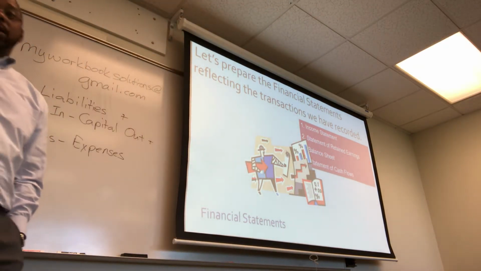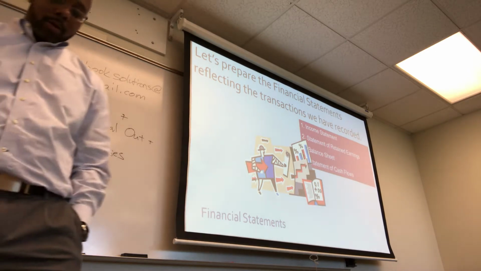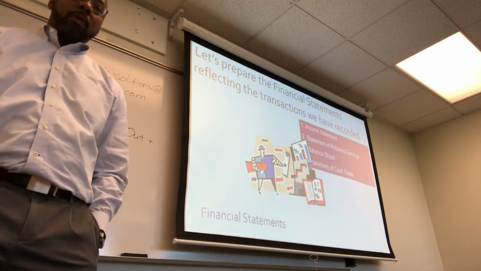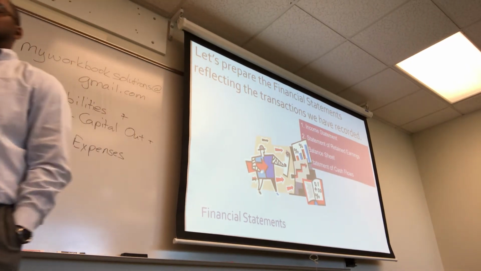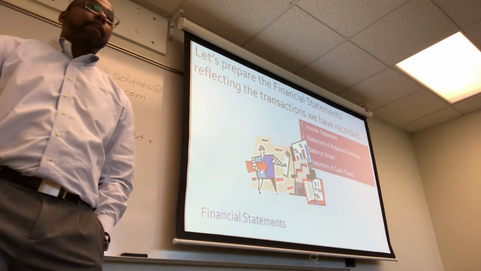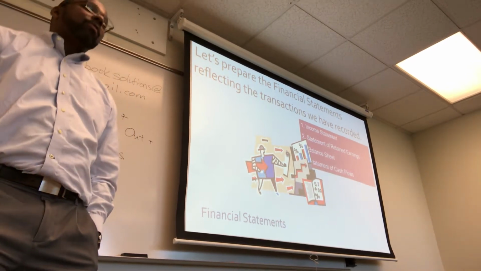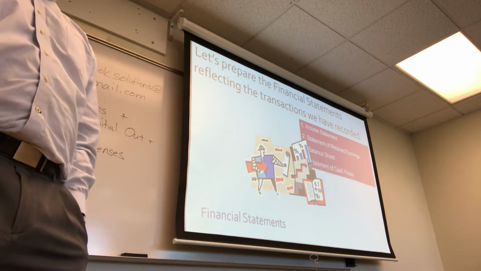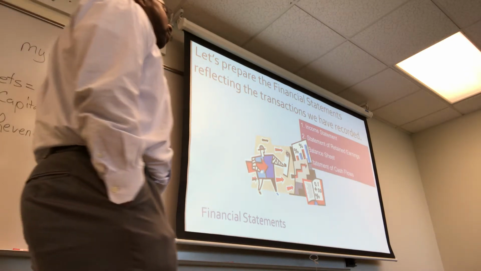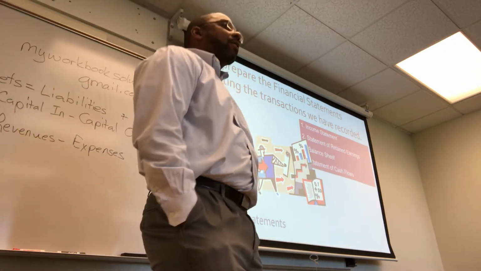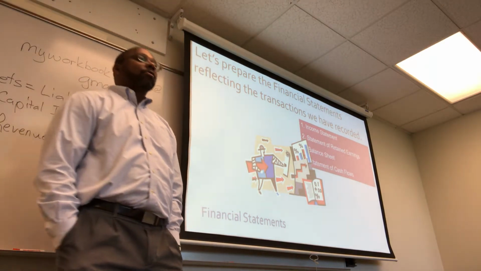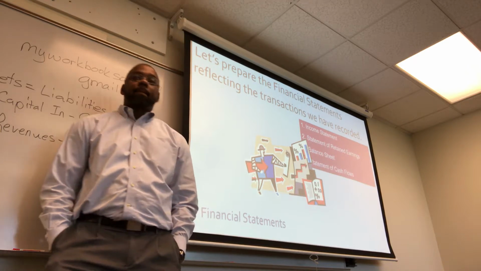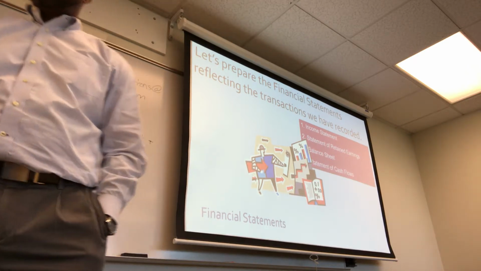But the financial statements, there are four. You have the income statement, the statement of retained earnings, the balance sheet, and the statement of cash flows. They have to be done in this order. And this is why.